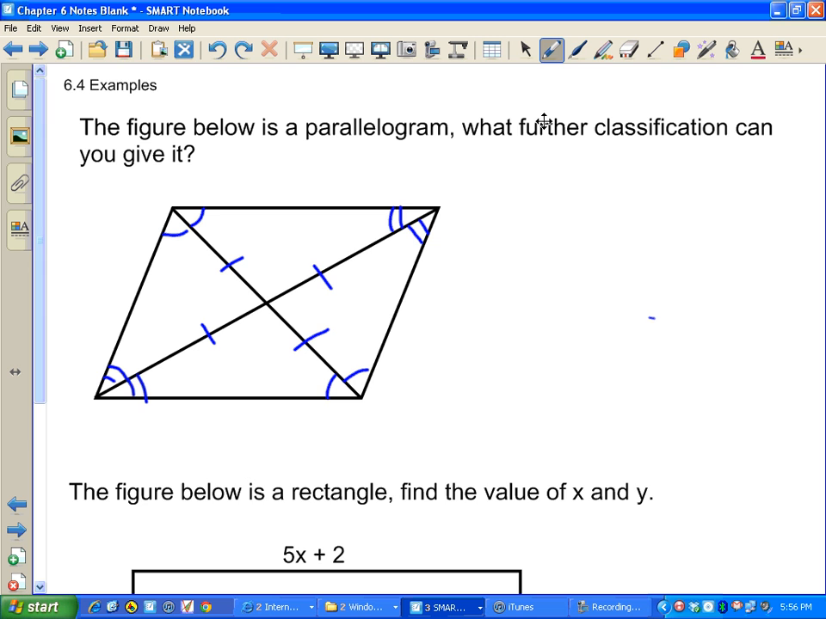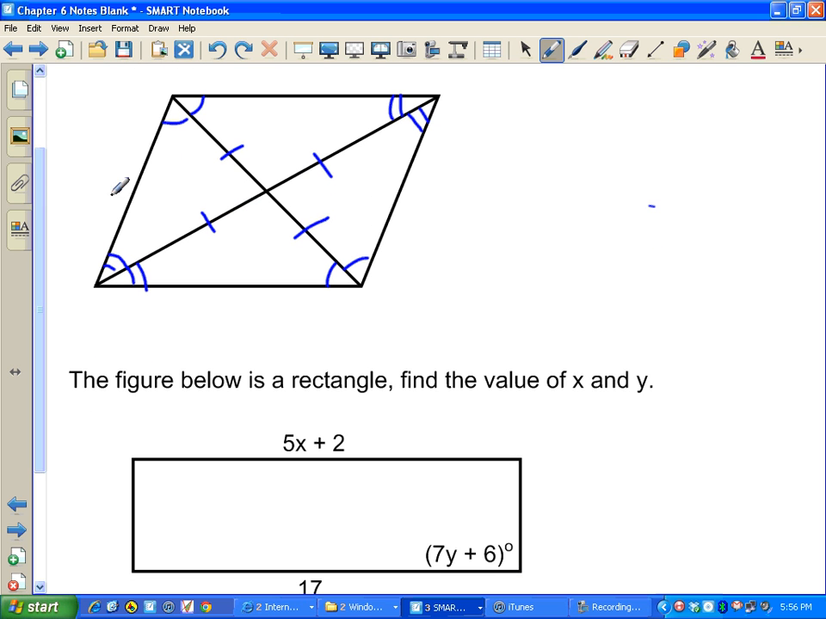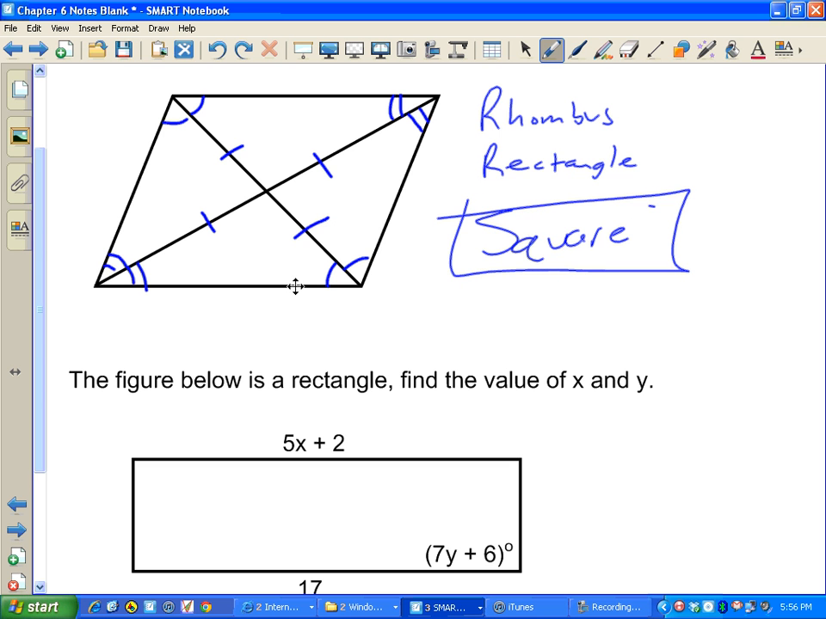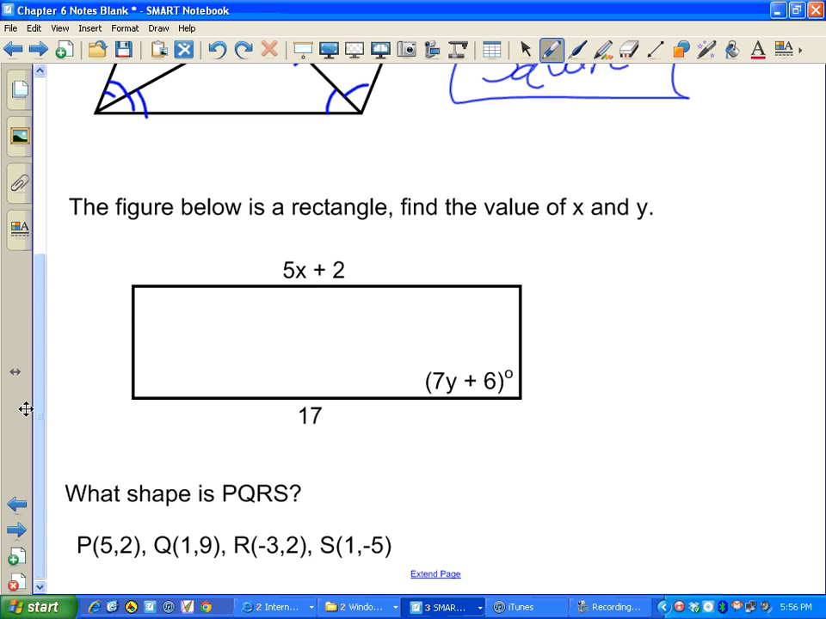The figure below is a parallelogram. What further classification can you give it? Based on what's marked, I can see that the diagonals are bisecting opposite angles, so that gives me a rhombus. The diagonals are bisecting each other, but that's still just a parallelogram. But I notice that all the pieces have the same marking. This would be the length of 2 single marks, and this would be the length of 2 single marks. So that's telling me that the diagonals are congruent, which gives me a rectangle. So in actuality, since this is a rhombus and a rectangle, this is a square. Even though it doesn't look like it, it's got all the properties of a square.